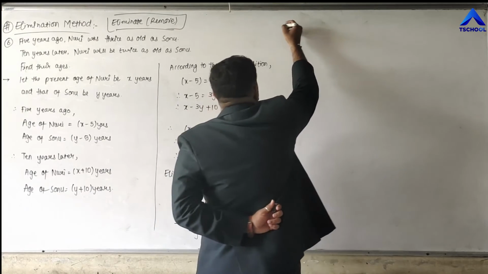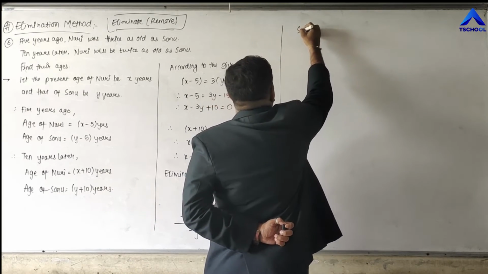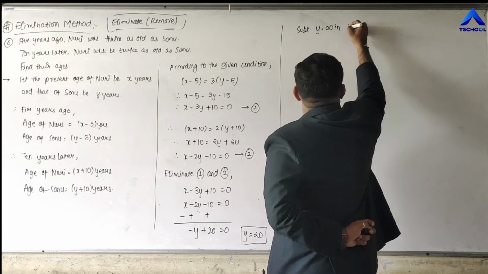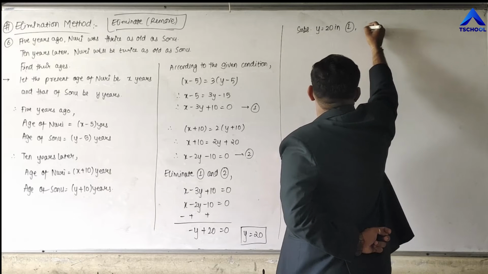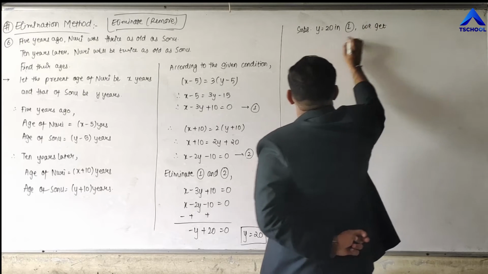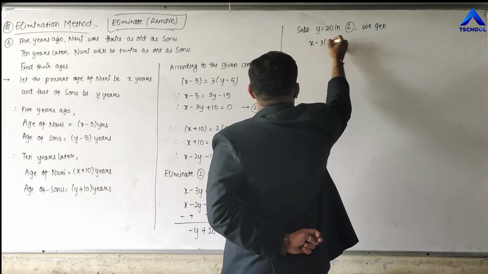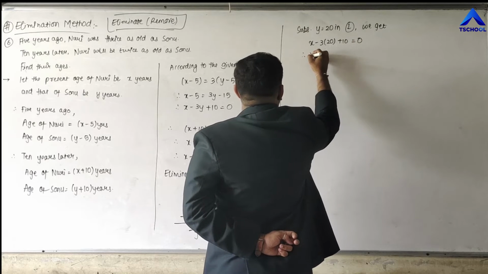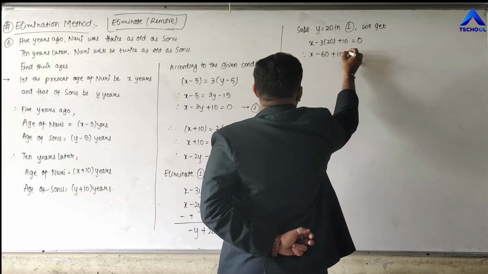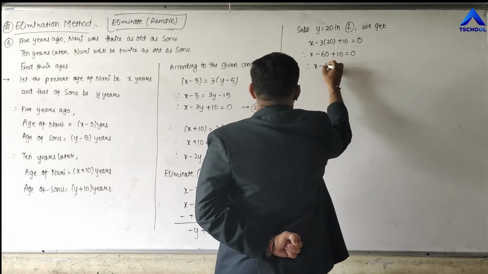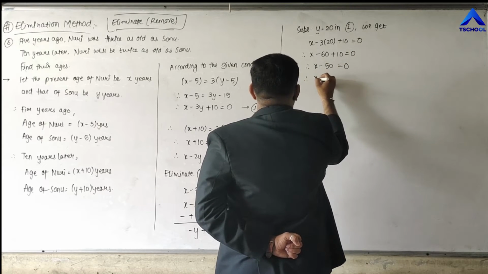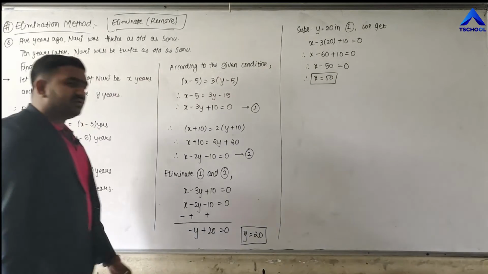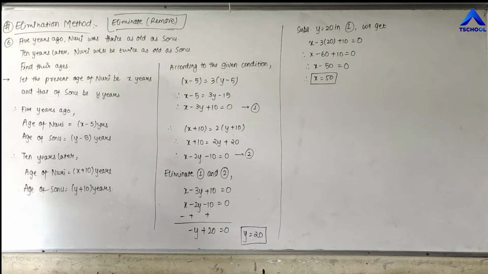Now substitute y equals 20 in either equation number 1 or 2. Let us put it in equation number 1. What we get is x minus 3 into 20 plus 10 equal to 0. Therefore x minus 60 plus 10 equal to 0. Therefore x minus 50 equal to 0, and hence x is equal to 50. Right? So we got the values of x and y. x is equal to 50 and y equals 20.